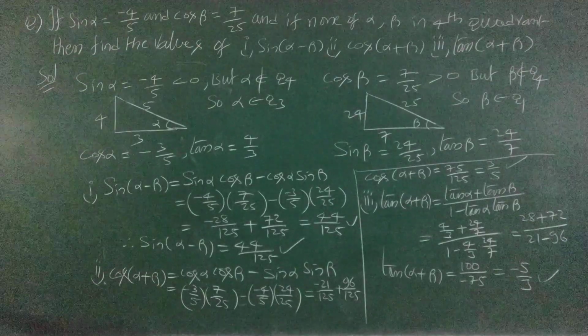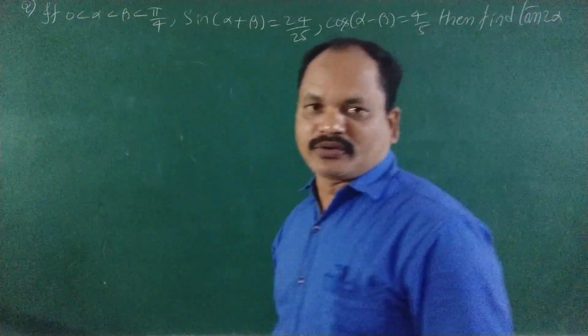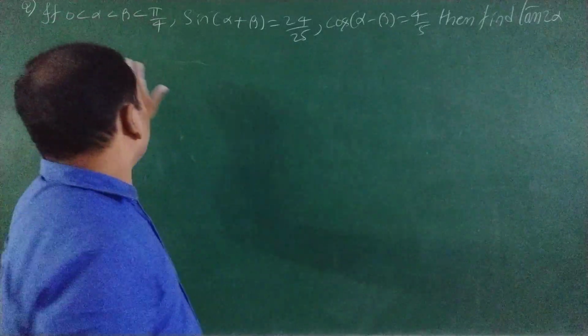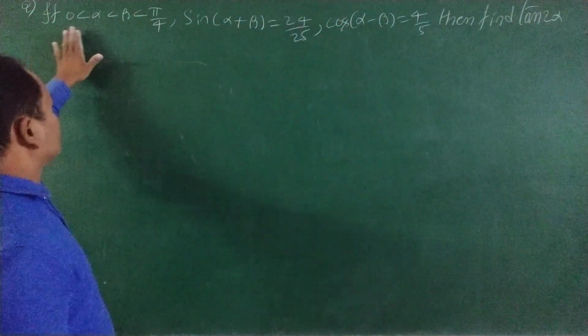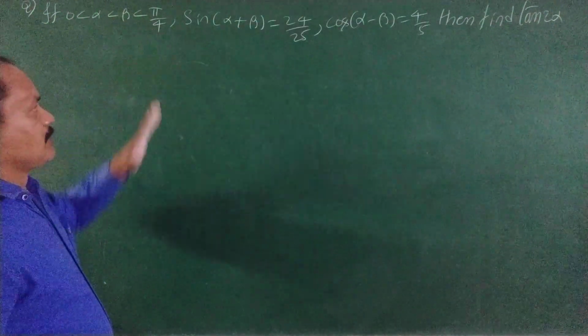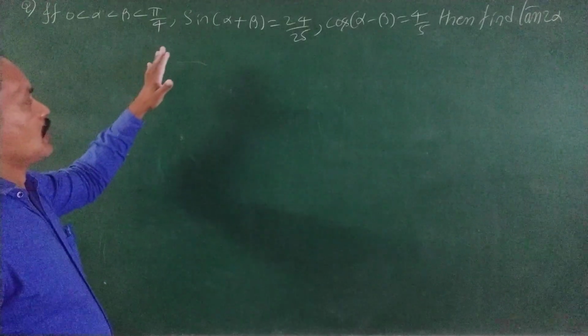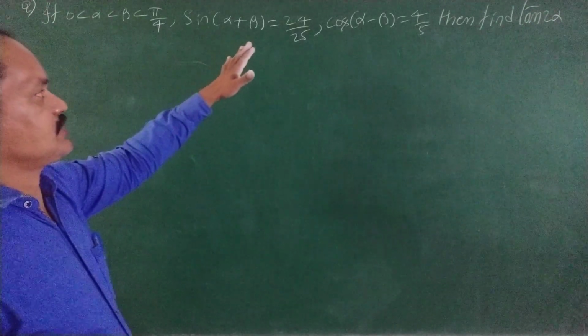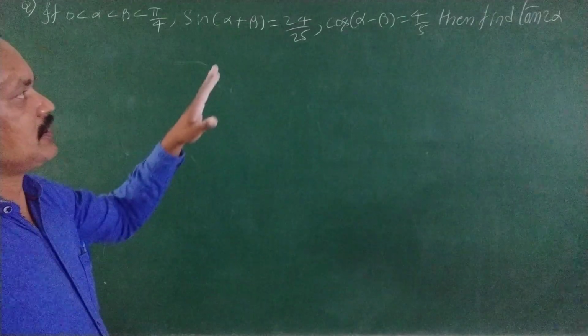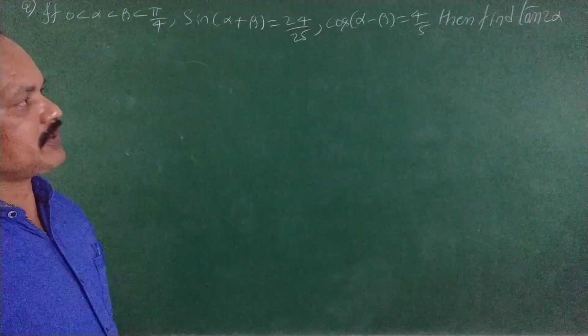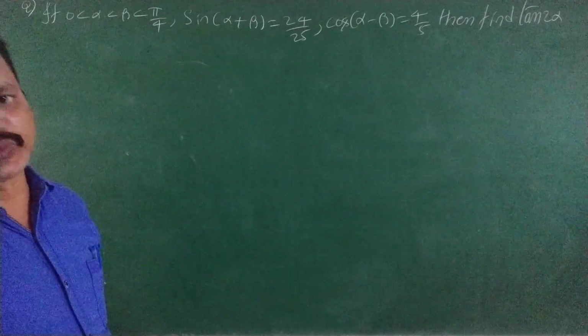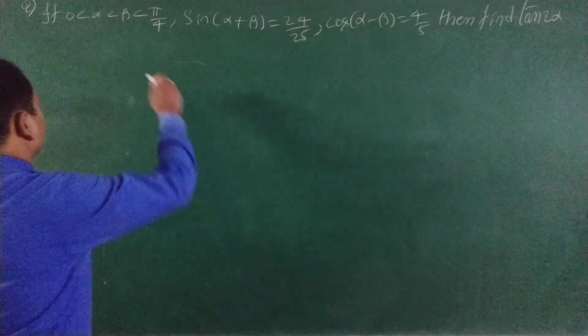Now we are going to the question. If 0 < alpha < beta < pi/4, sin(alpha + beta) = 24/25 and cos(alpha - beta) = 4/5, then find tan 2 alpha. Now, solution for this.